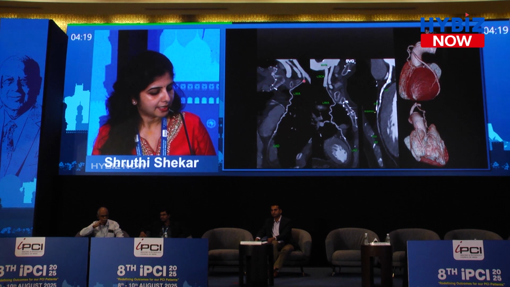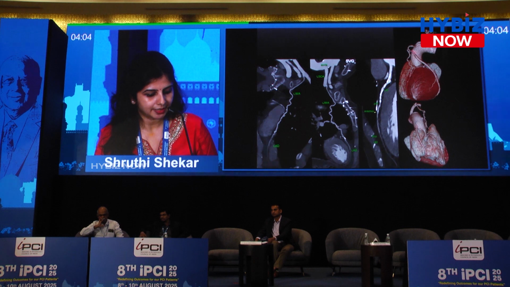So these are a few examples where we're seeing a Lima graft, which is anastomosed to the LAD. The entire extent is seen. The anastomotic site is very well imaged. The distal runoff vessel is also seen. The same thing we're seeing on a VR image. This is a Lima LAD graft. This is an SVG to OM graft.